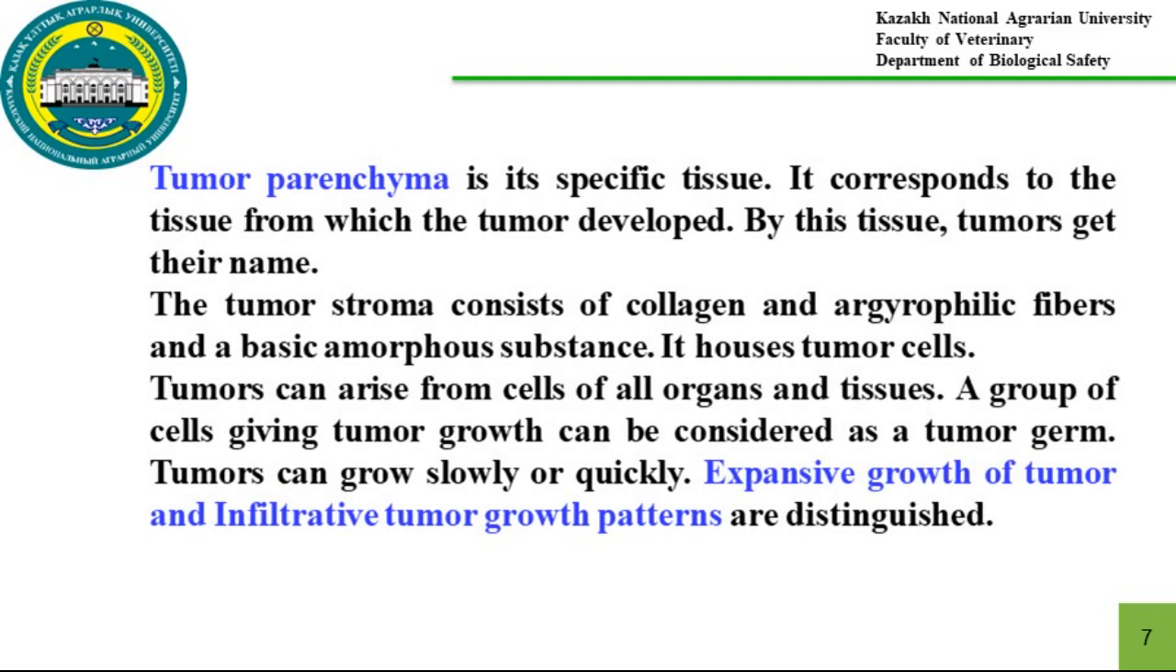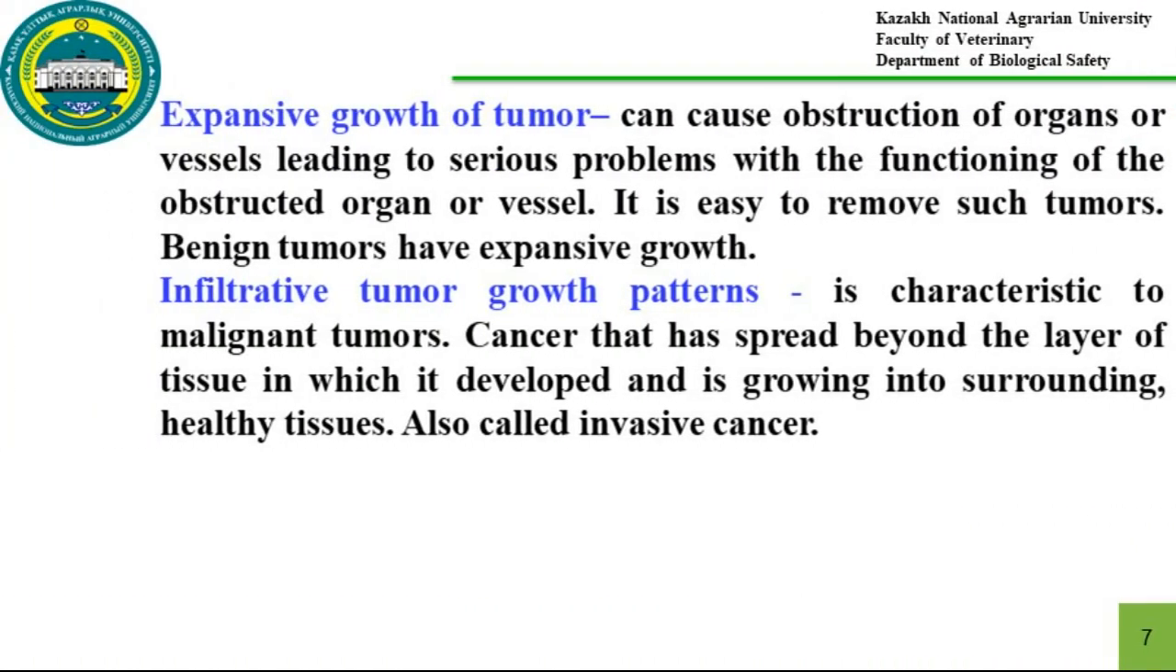The tumor stroma consists of collagen fibers and a basic amorphous substance. It houses tumor cells. Expansive tumor growth and infiltrative tumor growth patterns are distinguished. Expansive growth of a tumor can cause obstruction of organs or vessels, leading to serious problems with the functioning of the obstructed organ or vessels.